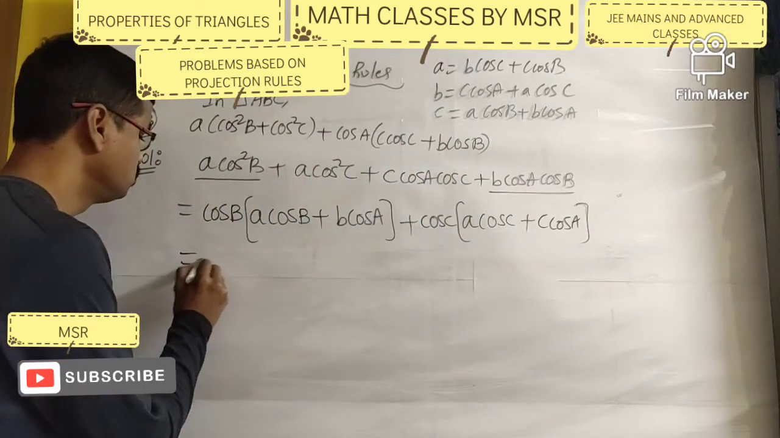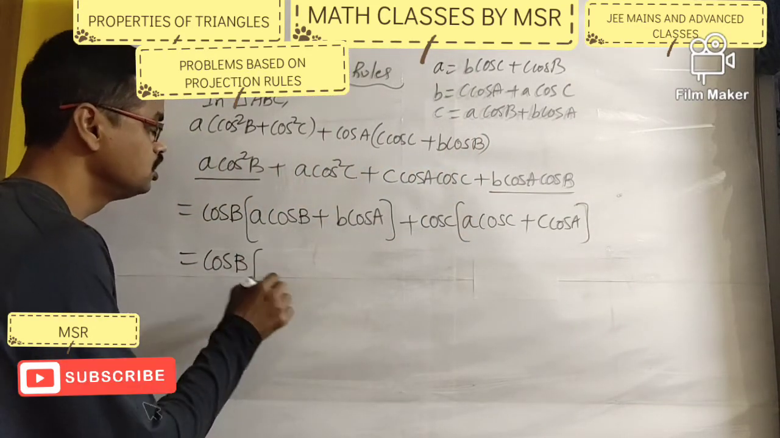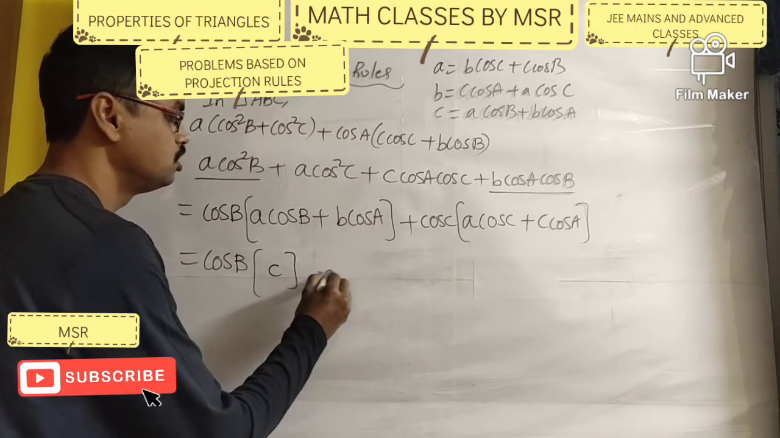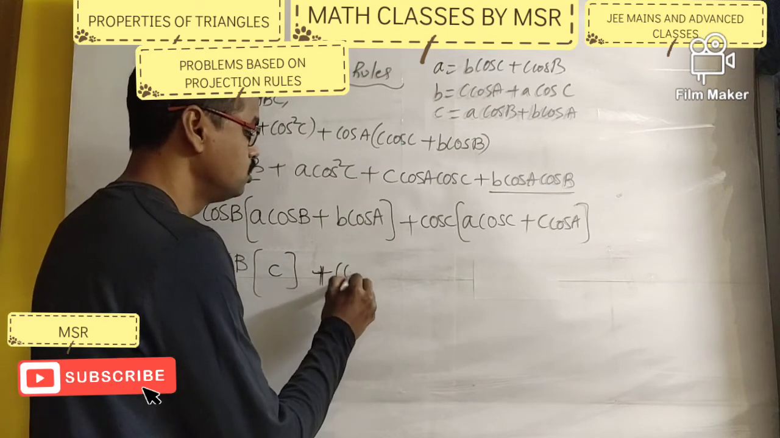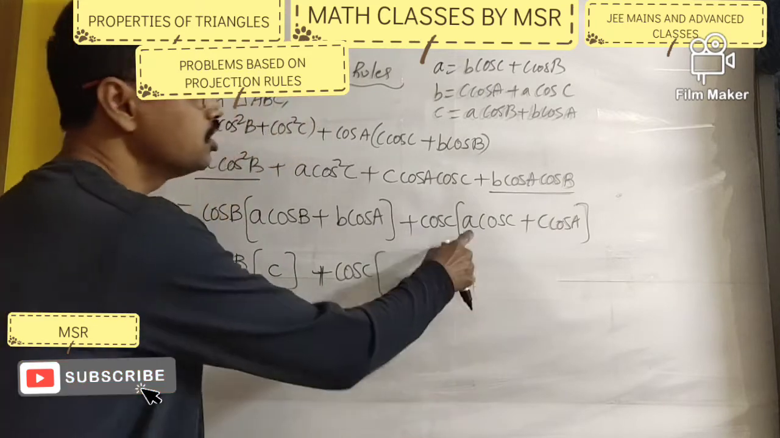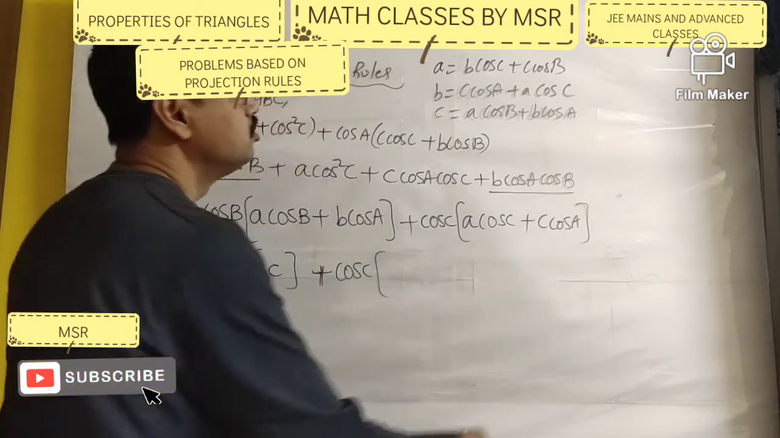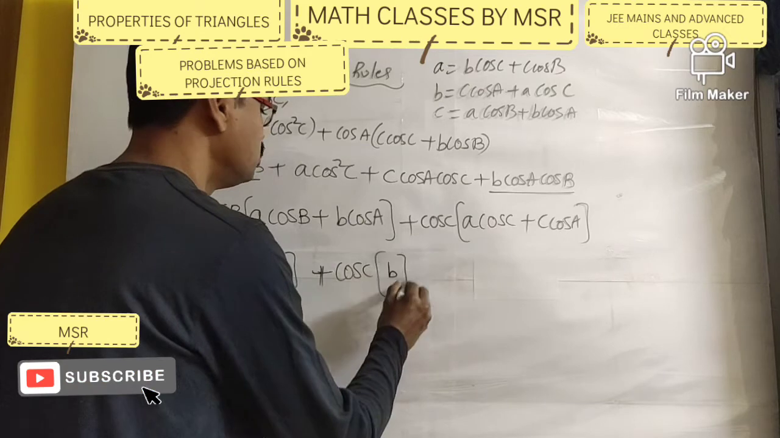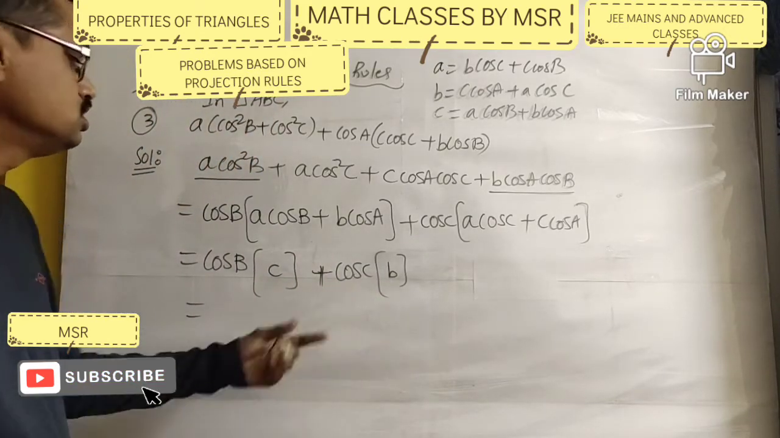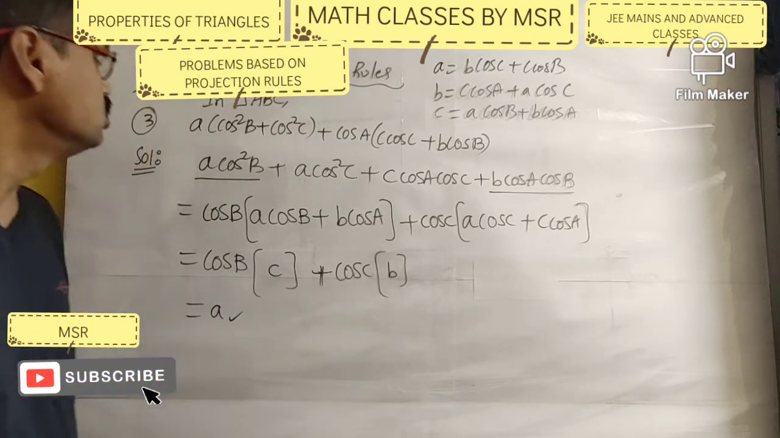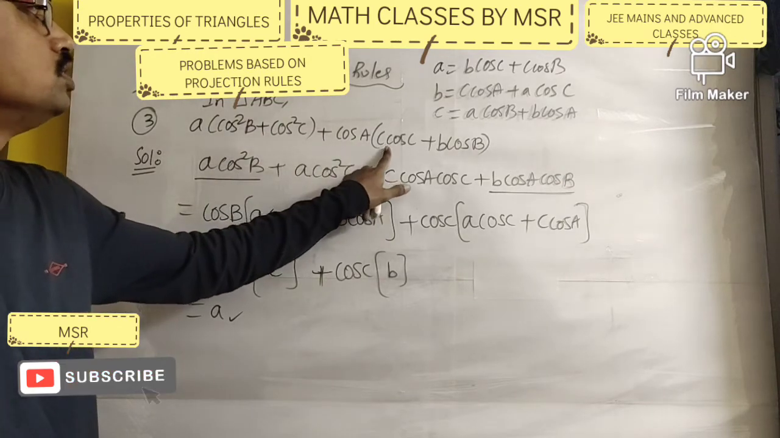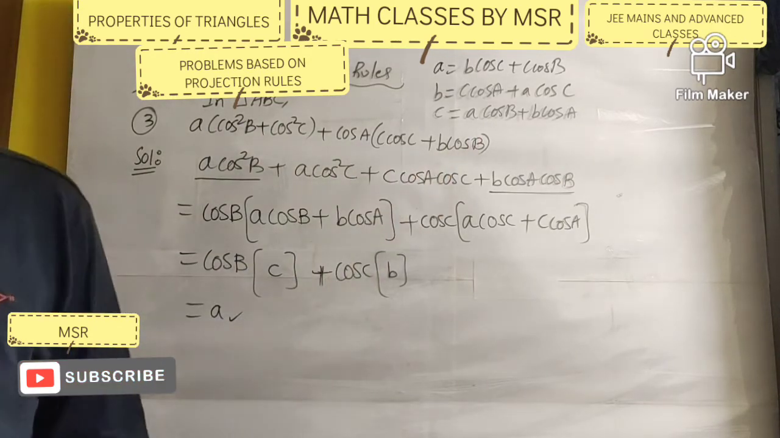Now cos B into A cos B plus B cos A is nothing but C, plus cos C times of A cos C plus C cos A. A cos C plus C cos A, what is the value? It is B. Now again you got C cos B plus B cos C, that is A. So the third problem, A times of (cos square B plus cos square C) plus cos A times of (C cos C plus B cos B), is A. This is the third problem.